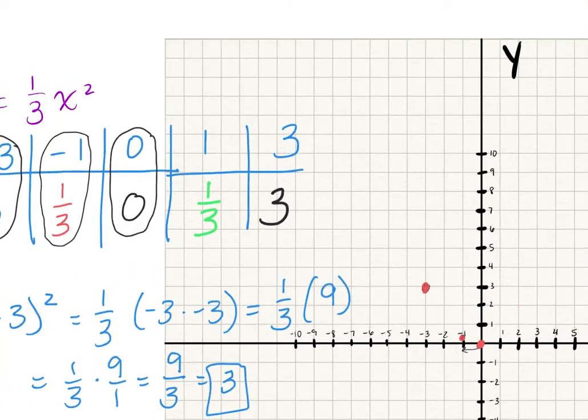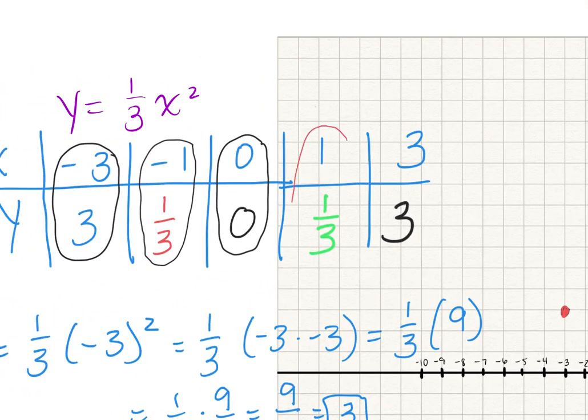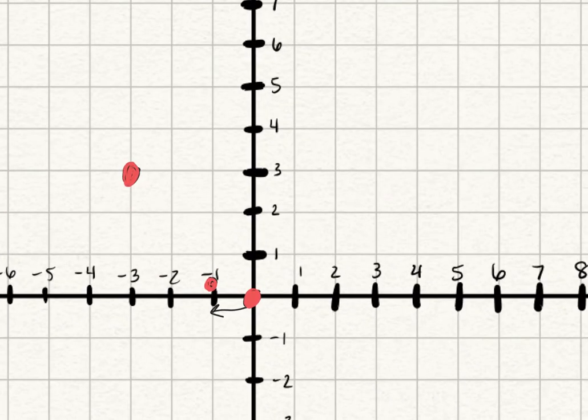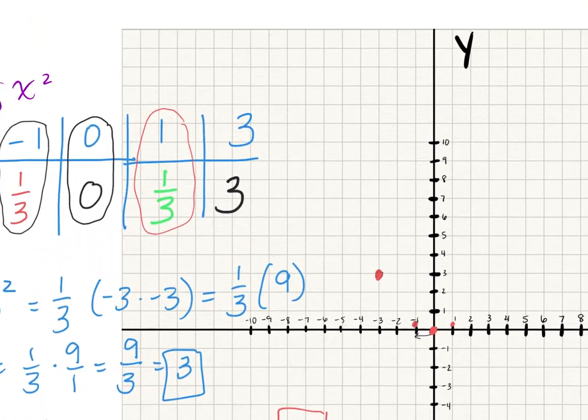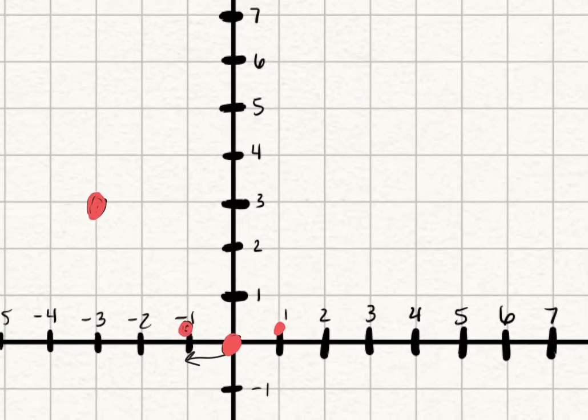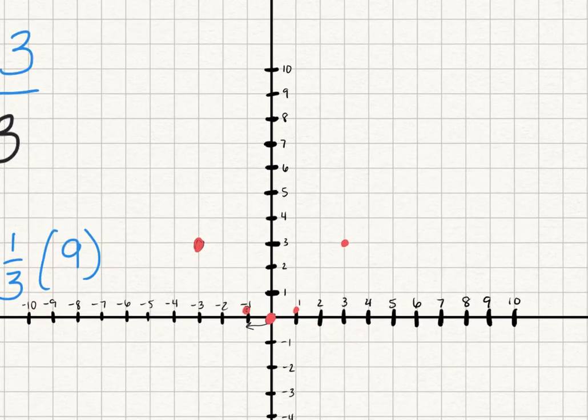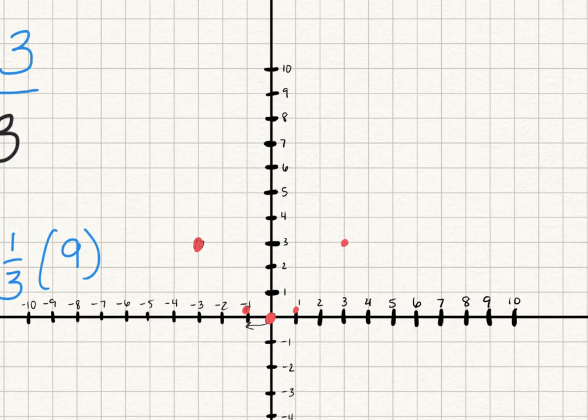On the other side, we've got x equals 1, y equals 1/3. So let's go to the right 1 unit and then up 1/3. And the same thing for x equals 3. At x equals 3, we have y equals 3. So this is our last point. To the best of our abilities, we're going to draw this graph using 2 curves. Our first curve is going to look like this, and our second curve is going to look like this.